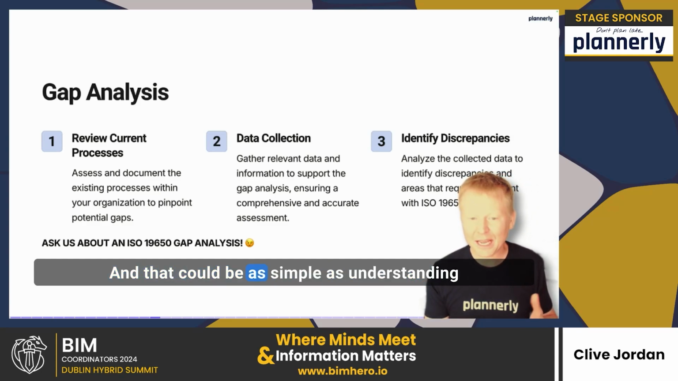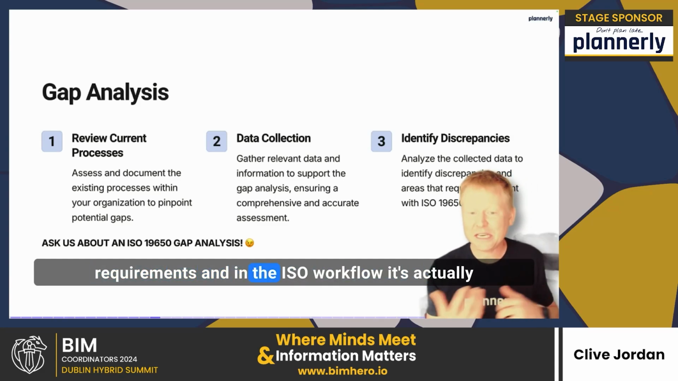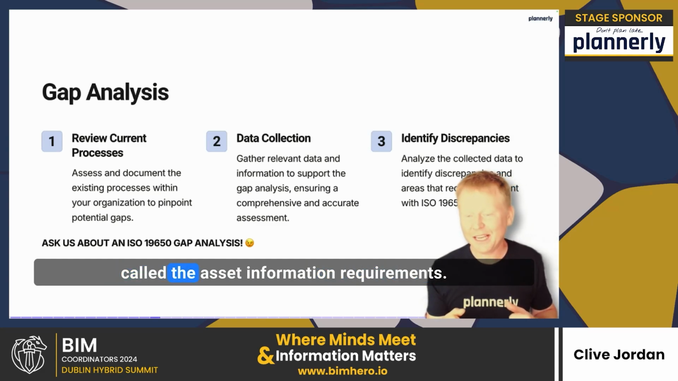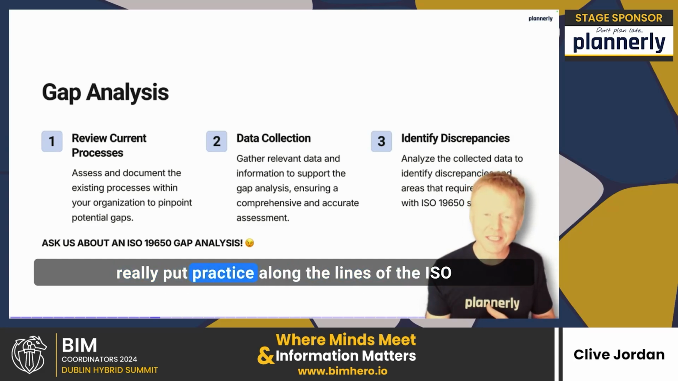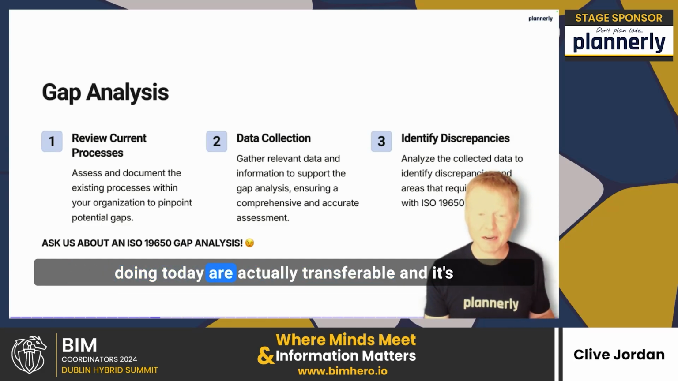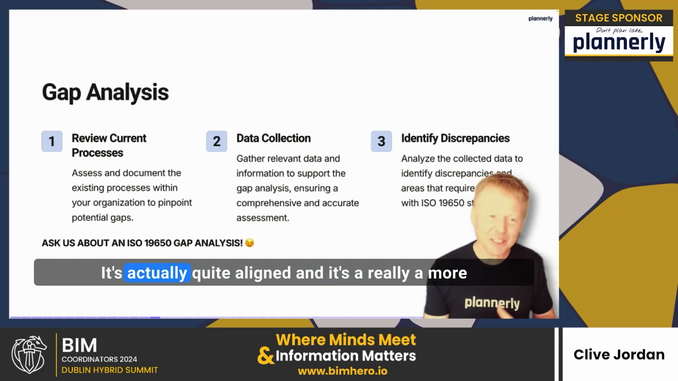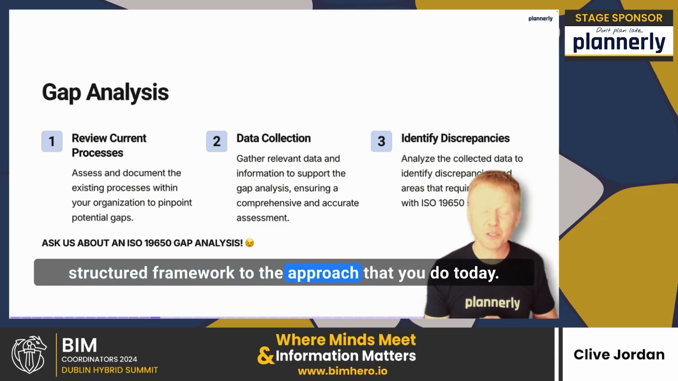And that could be as simple as understanding that today we call something a register of requirements, and in the ISO workflow, it's actually called the asset information requirements. And that correlation, once we understand it, we can really put practice along the lines of the ISO 19650 workflow, and everyone talks the same language. A lot of the steps that you're doing today are actually transferable, and it's not a completely different way of working. It's actually quite aligned, and it's a more structured framework to the approach that you do today.